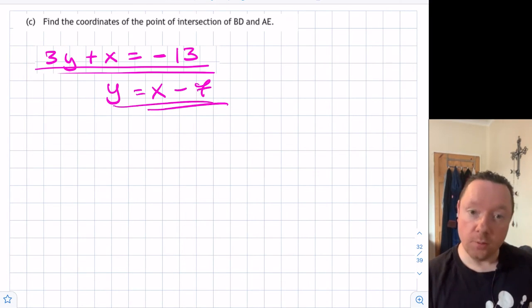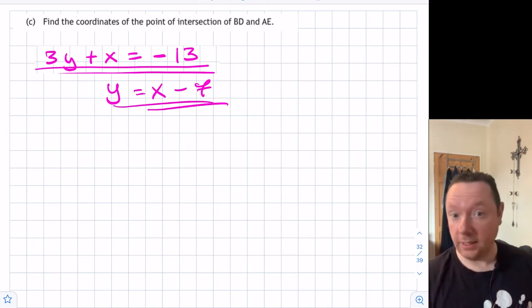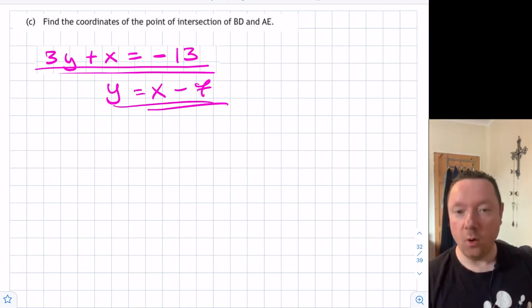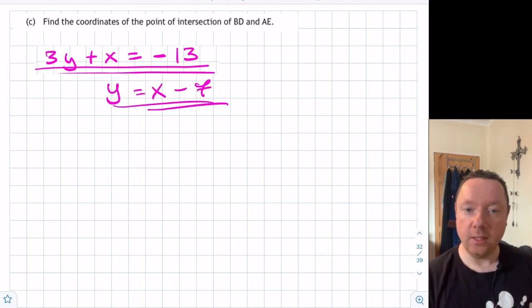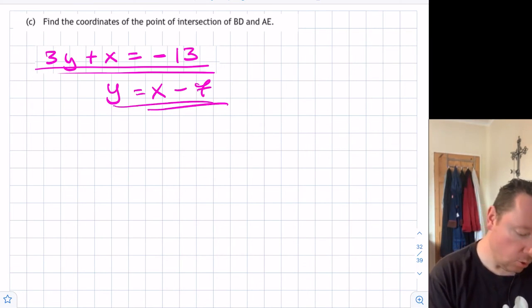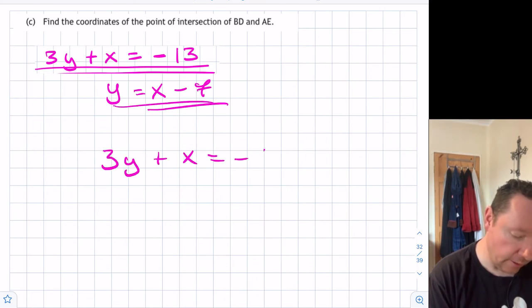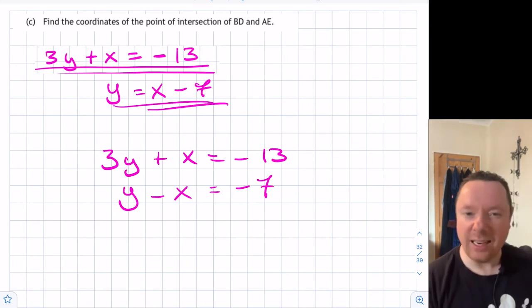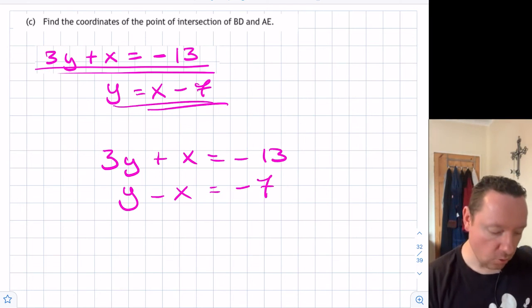So you've got two options. You make them both y equals or x equals. Or if you've got a multiple of y, you might as well make the bottom one move the y's and x's to the left-hand side, so you've just got equals a number. So your top one just stays as 3y plus x is minus 13, but your bottom one becomes y, taking the x across, minus x equals minus 7. And now you're in this kind of National 5 type simultaneous equation, so it's nice and easy to solve.